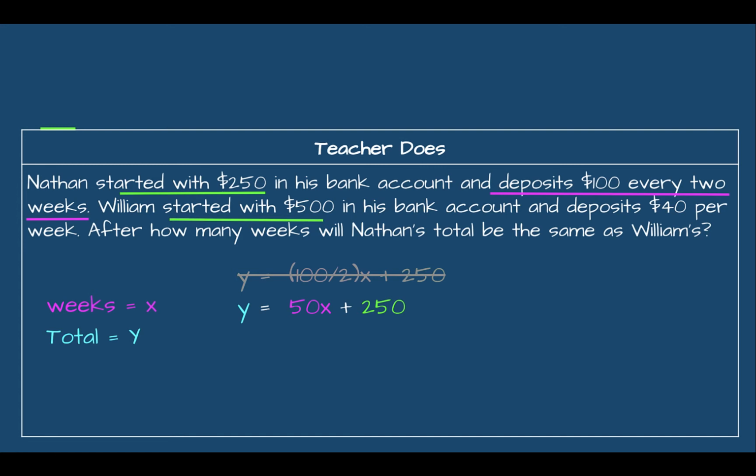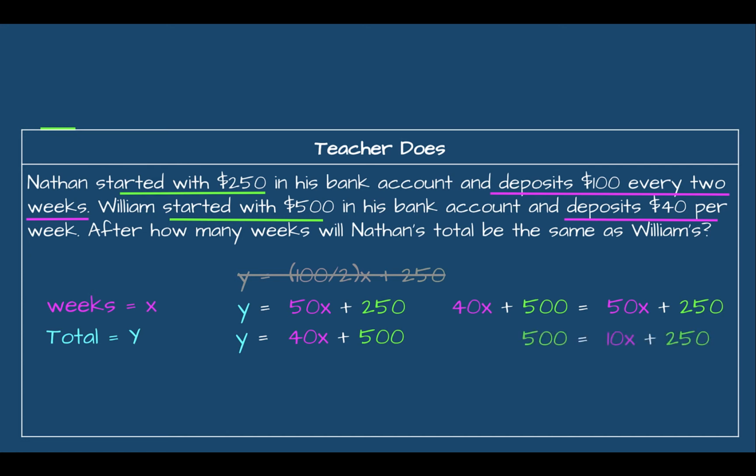William, on the other hand, started with 500 and deposits $40 per week. So his equation would be y equals 40x plus 500. This type of problem is set up perfectly for substitution because both are solved for y. I can take one and substitute it into the other. Here I took the bottom equation and substituted it into the top equation. Now I can go through and solve for x.